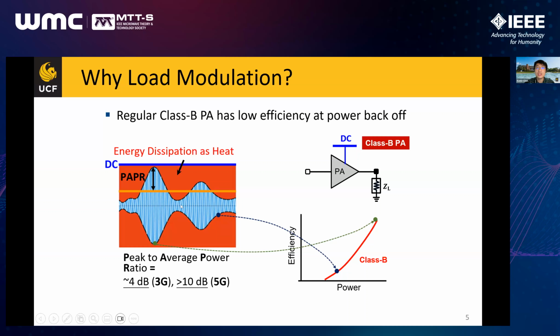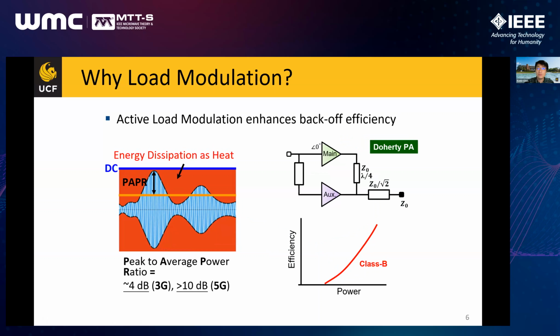So in order to achieve the highest possible efficiency for transmitting this modulated high PAPR signal, we definitely need to improve the efficiency after power backoff, such that we can minimize the energy dissipation indicated by this red region. That's the overhead between the DC and AC. So this is the reason why load modulation has been a very important and effective method for achieving high efficiency when transmitting this modulated signal.